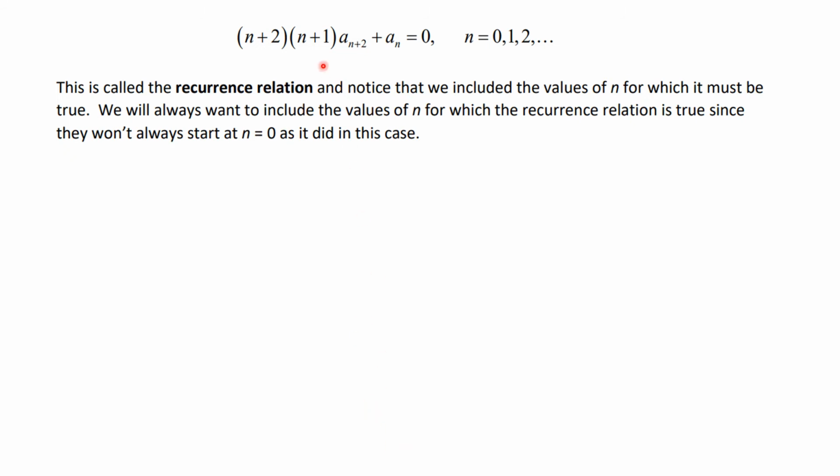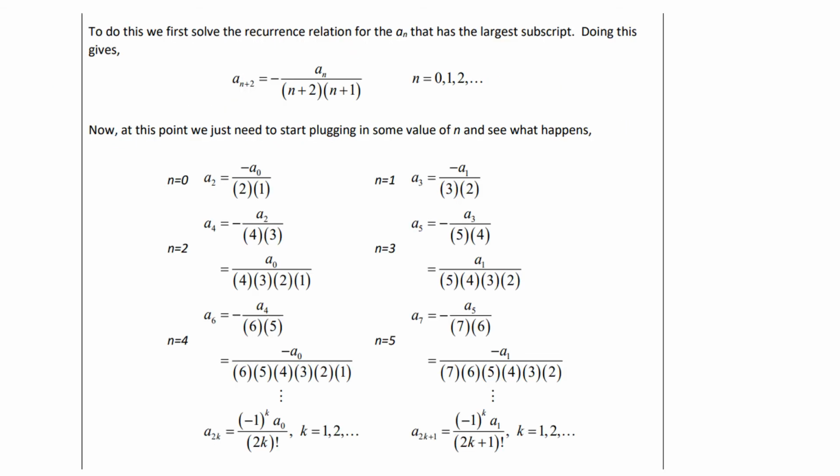Now what I'm going to do is solve this. This is called a recurrence relation, and I'm going to solve it for the highest subscript in the recursion, and that's going to be n plus 2. So I'm going to solve this for n plus 2. And I get this, a_(n+2) is equal to the negative of this over this, for n equals 0, 1, 2, and so on. Now, this is where you're going to be spending quite a bit of time after you do this, but at this point, we just start plugging in some values and see what happens.